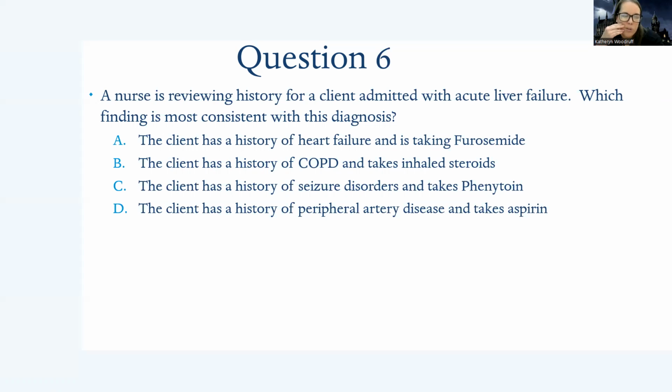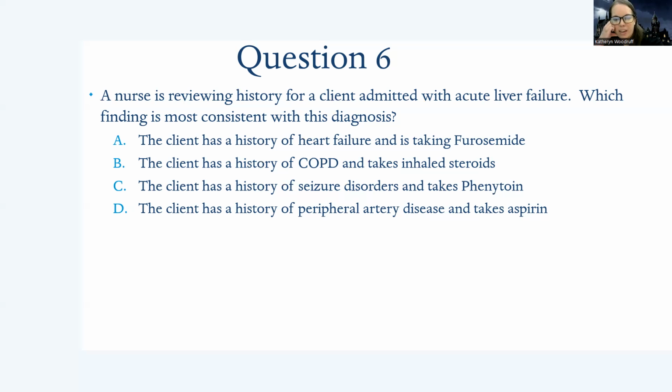That's the one I like the most so far. And then peripheral artery disease and taking aspirin. So I'm thinking aspirin, liver, bleeding, and stuff like that. NSAIDs possibly can hurt the liver, not as much as Tylenol, etc.